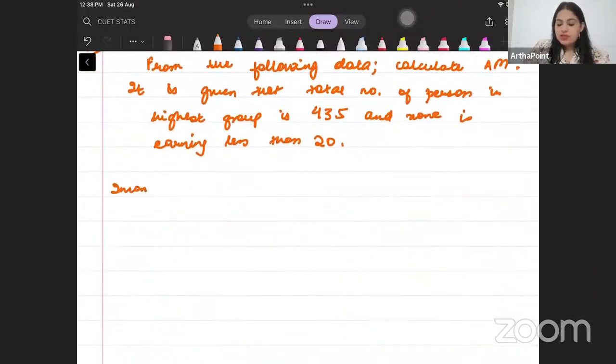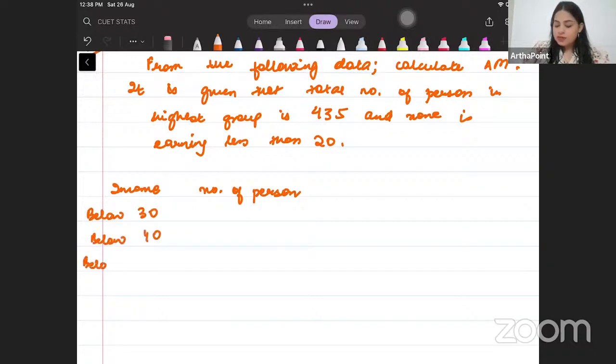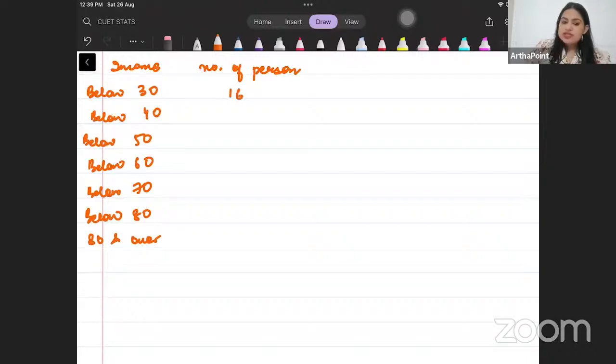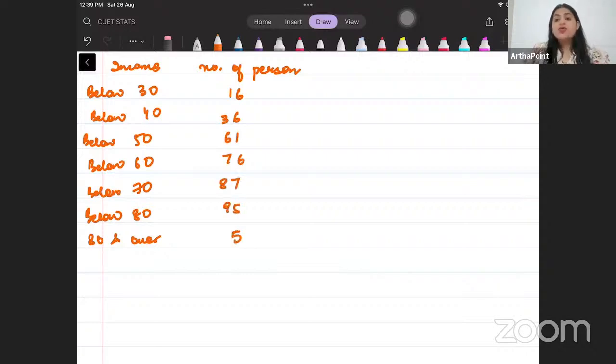So beta, you're given the income and you're given the number of persons. The income given to you is in this format: below 30, below 40, below 50, below 60, below 70, and then you're given below 80, and 80 and above. And you're given number of people: 16, 36, 61, 76, 87, 95, and 5. It is asking you to find out the mean.